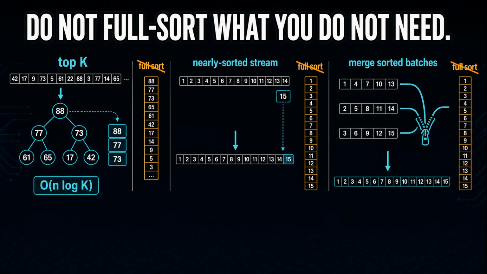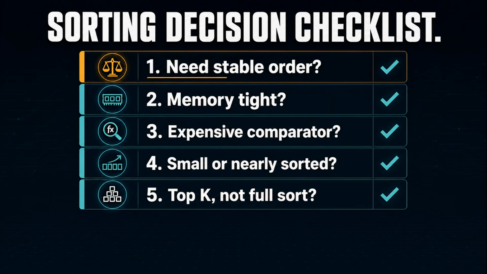The pattern is ask whether you actually need a fully sorted array, or whether you only need the top of one, or the order maintained as items arrive. The practical checklist is short. Do you need stability for a multi-key sort? Is memory tight enough that an extra buffer hurts? Is your comparator expensive enough to dominate the runtime? Is the input small or nearly sorted? And do you actually need everything sorted, or just the top few?